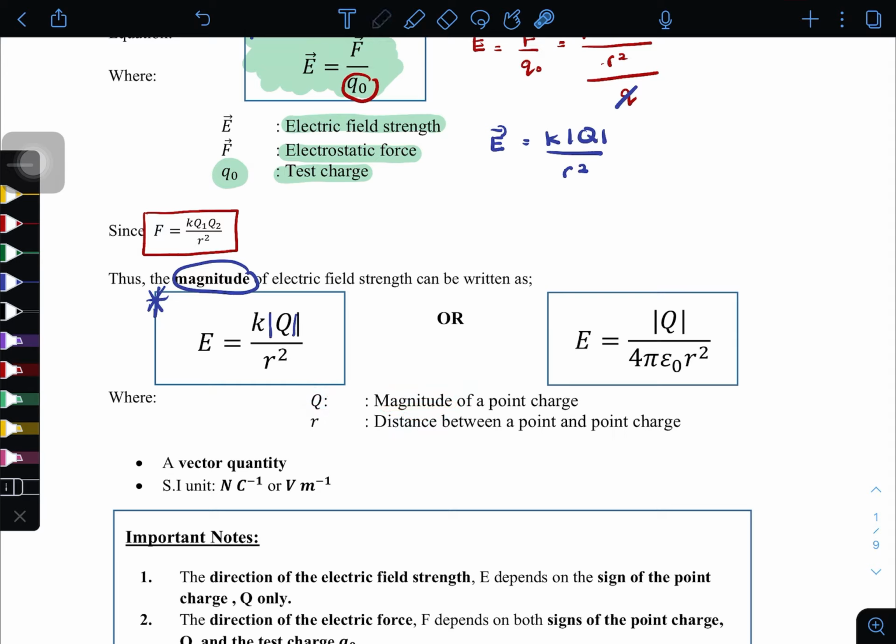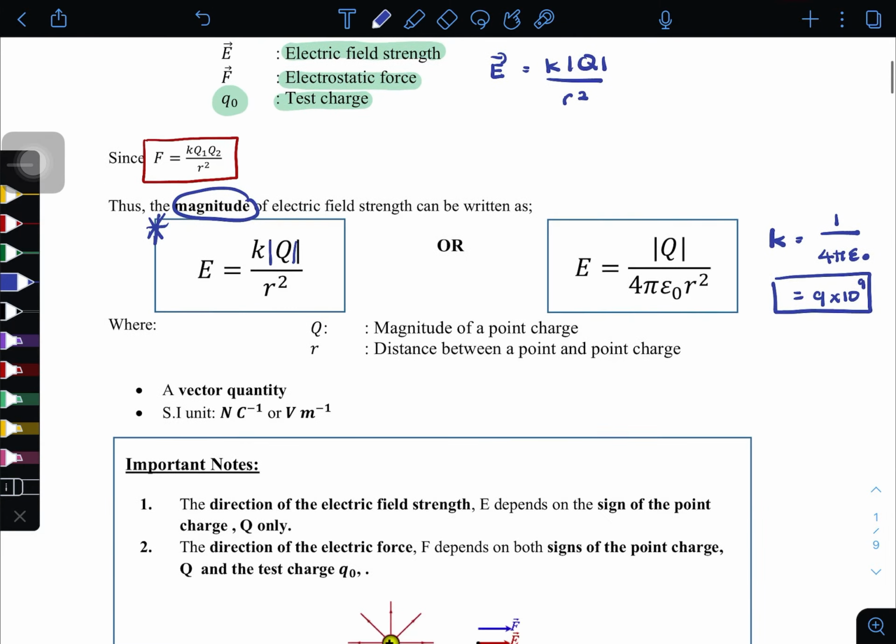This one is the same: E equals Q over 4 pi epsilon naught r squared, because k is equal to 1 over 4 pi epsilon naught. But no worries, because the value for k is a constant, 9 times 10 to the power 9. You don't have to memorize it because this is given in the list of constants.